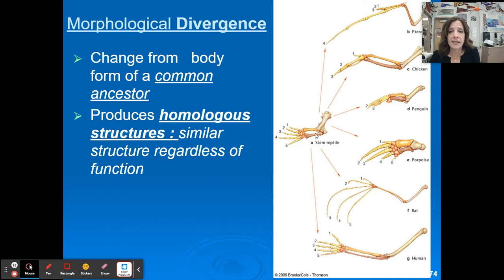Okay, so here is divergence. Here is your common ancestor, and divergence means it's going to different forms. It's a change from a body form of a common ancestor, which is a stem reptile, and they produce homologous structures. Homologous structures are similar structures regardless of function. For example, a chicken wing has a very different function than a human arm or a porpoise fin. These all have similar structure but different functions. So that's divergence.